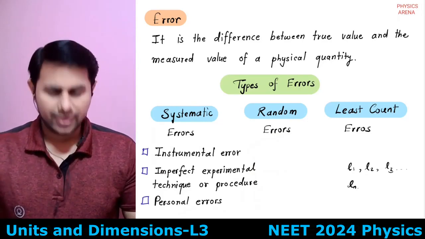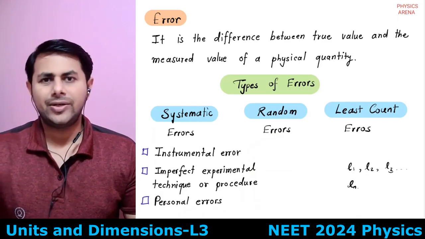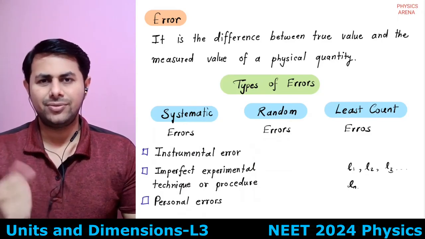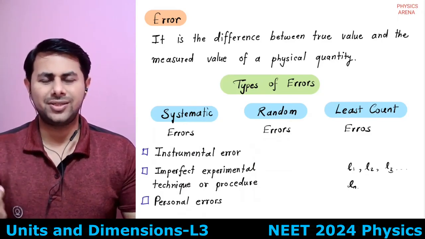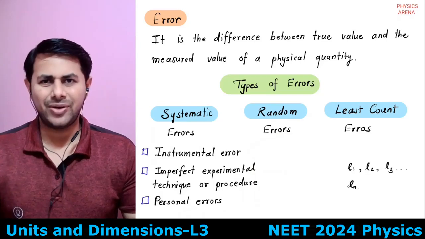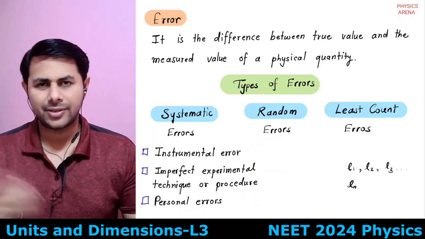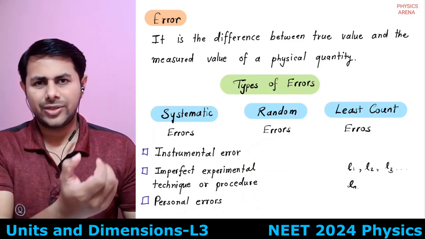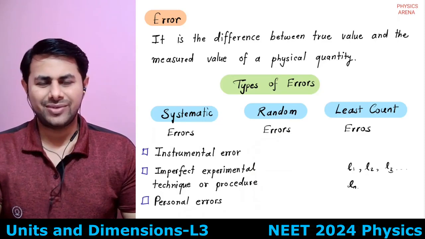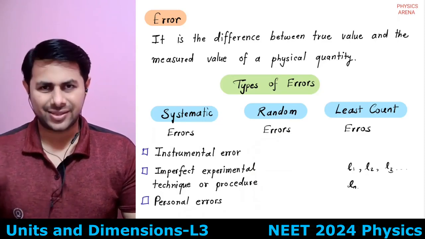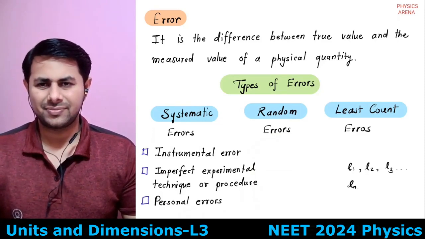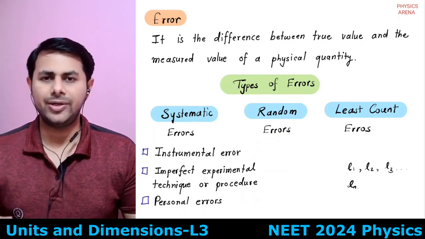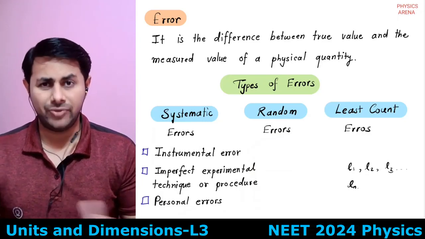Then another example can be given. Let's say you are measuring the time period of a pendulum. So let's say there is some wind. So what will happen? There is wind in a particular direction. So to go towards one direction, it will need more time, and to go towards the other direction, it will need lesser time, right? So the time period will actually be impacted due to the wind.